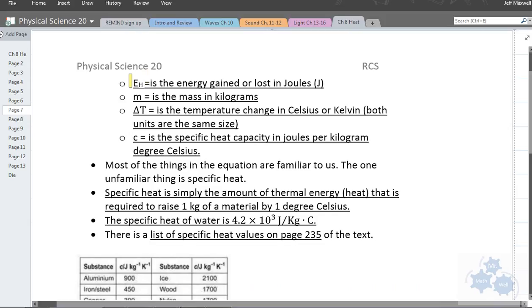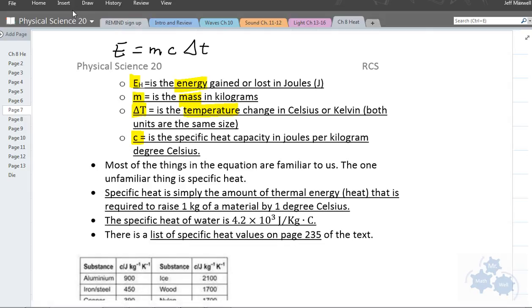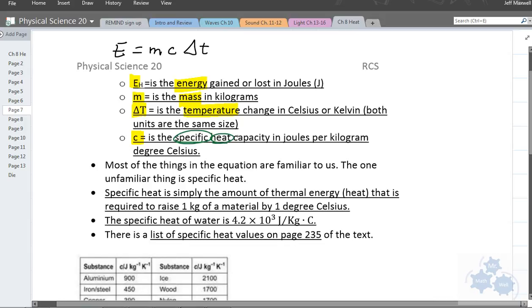So here it is. E is energy, m is mass. Mass in kilograms is typical, because the units for this constant we're going to talk about are generally in kilograms. Delta T is temperature, and it can be Celsius or Kelvin because we're just talking about a change. And c is, I'll rewrite this up here, E equals mc delta T. c is called the specific heat capacity.